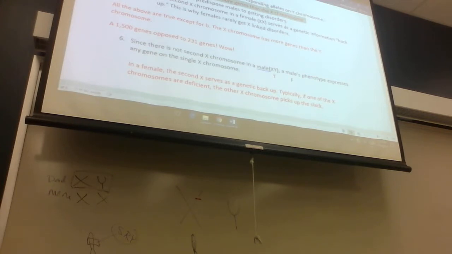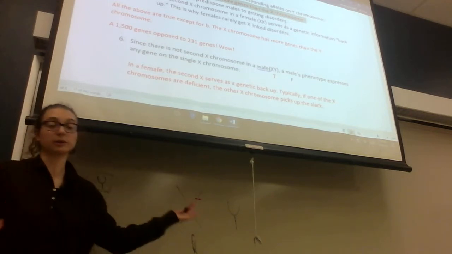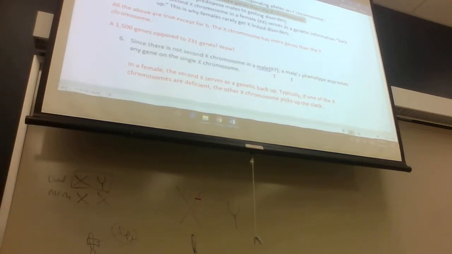But the things that are true is X chromosomes do not have corresponding alleles on the Y. You know, they don't match, which is true. X-linked traits predispose males to getting disorders because they don't have that X chromosome to back up. So yeah, that's true. And then the second X chromosome in the female serves as backup.